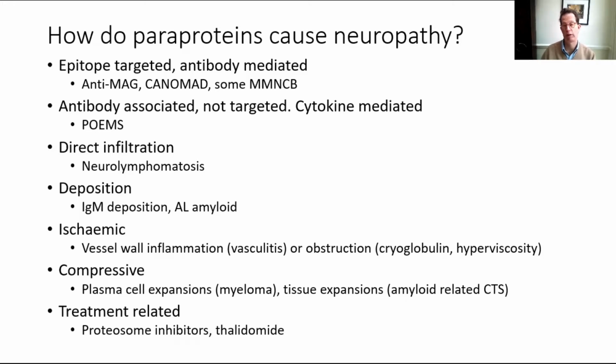Rarely, you might have compressive mononeuropathies, either from plasma cell expansions or tissue expansions caused by amyloid, such as in carpal tunnel syndrome or some canal stenoses. And these days, with increasing numbers of therapeutics, treatment-related neuropathies are not uncommon, particularly with things like the first-generation proteasome inhibitors and thalidomide.